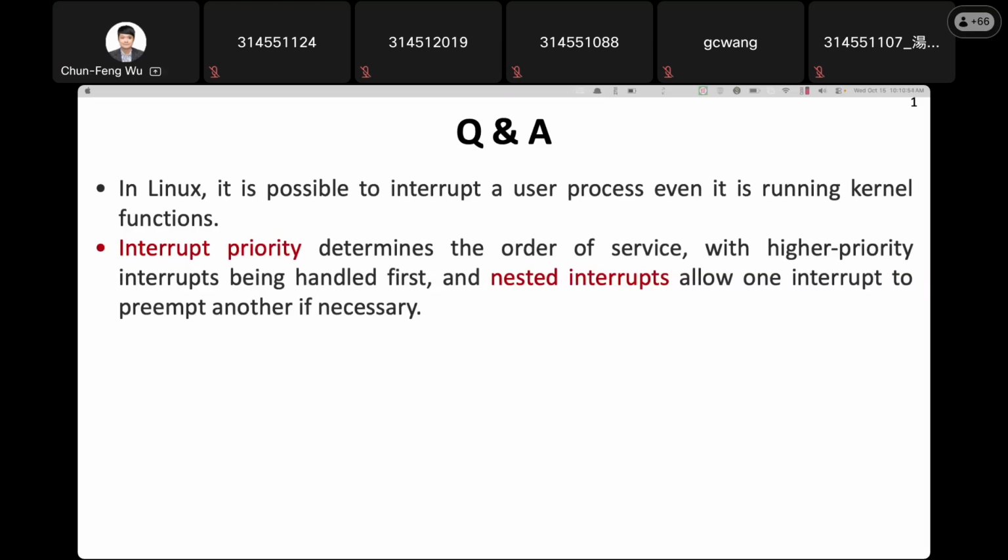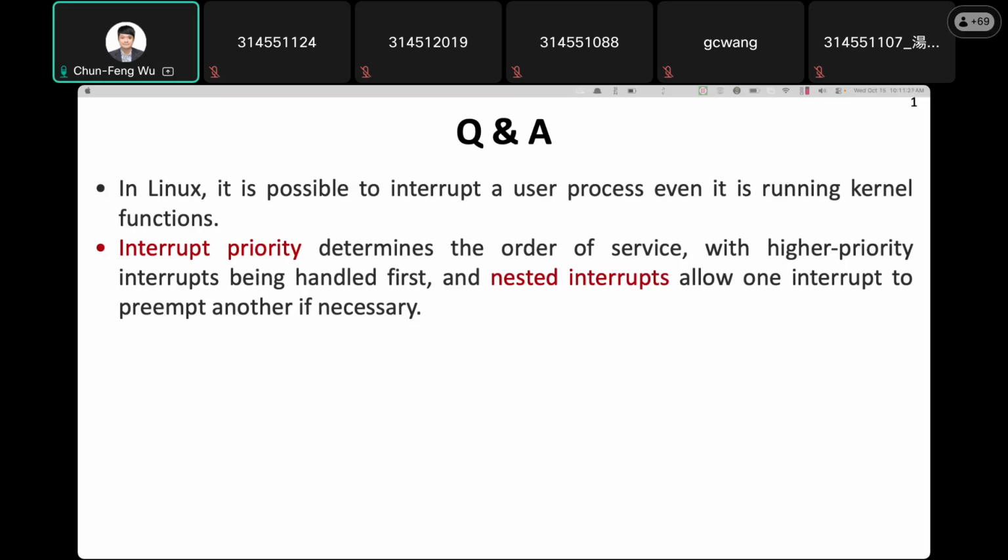So first of all, let's go through the QA from last time. I think it's quite interesting. The first one I already answered. In Linux, it is possible to interrupt a user process even if it is running kernel functions. After the user process running kernel functions is switched back to the CPU, it can resume from the kernel function it was executing. So it is possible to do it.